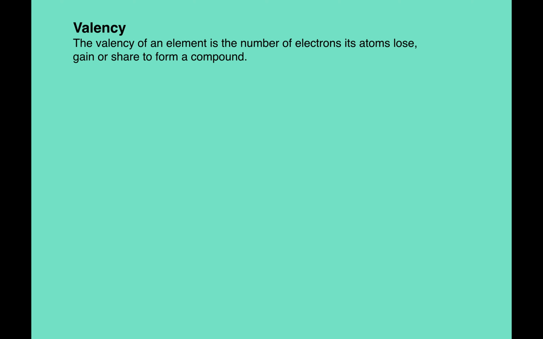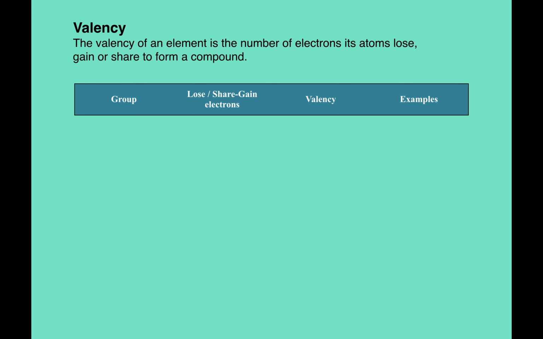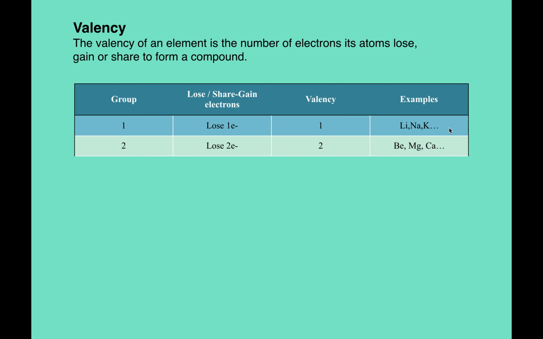Valency, we've mentioned this before, you know the definition, but just to remind you, the valency is the number of electrons an element's atoms lose, gain, or share to form a compound. So let's have a little look at some common examples so you know how to work them out. Group 1 metals, lithium, sodium, potassium, etc. When they form compounds, they always lose one electron. Their valency is 1.